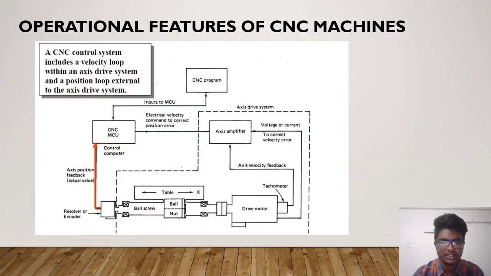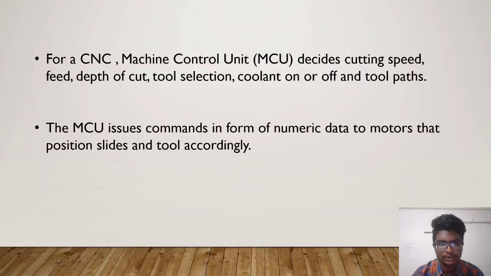This picture visually represents the operational features of a CNC machine, like how a CNC program is generated, how it is converted, how the signal is given to the machine, and how the machining takes place on the workpiece. In CNC, the machine control unit decides the cutting speed, feed, depth of cut, tool selection, coolant on or off, and tool paths. The MCU issues commands in the form of numerical data to motors that position slides and tool movements accordingly.